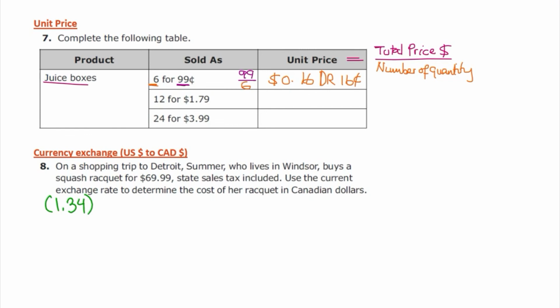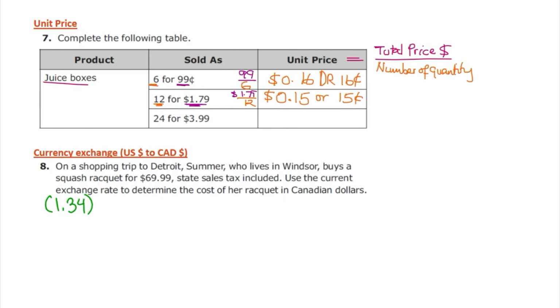And the same thing is applicable here. We have the quantity, which is 12, and we have the number in dollars, which is the total price. So in here you're going to divide $1.79 by 12, and this will give us approximately the same value, which is 15 cents.